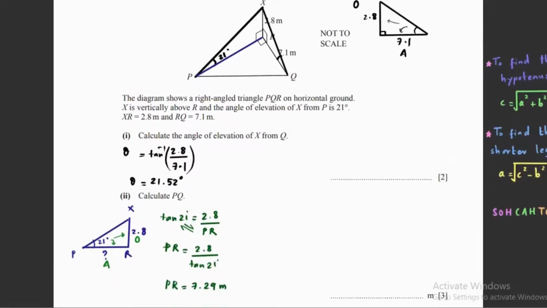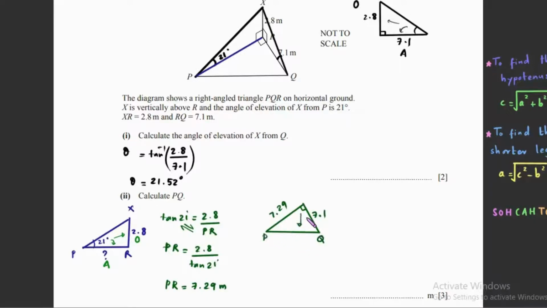Now the question is asking us to find what PQ is, not PR, but we found PR because we need that to find what PQ is. So to find the length PQ, I'm going to make use of this right-angled triangle that we have. This length, which is PR, we found, which is 7.29. Then this length RQ is known to us, which is 7.1. And I need to find what PQ is.